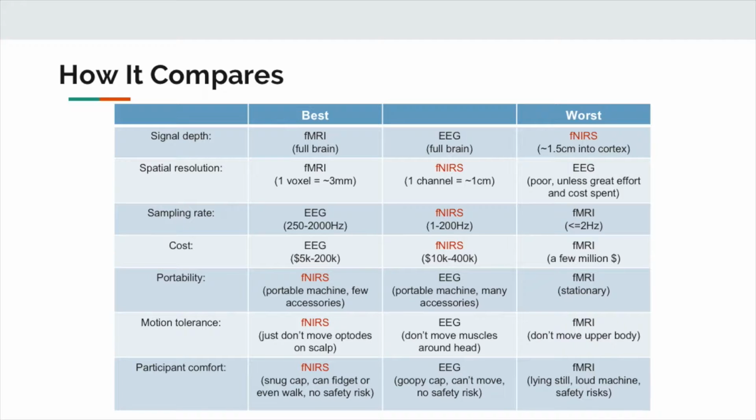Motion tolerance, fNIRS is really great about that. You can't have the optodes moving around on someone's head, but so long as they're secured really well, that someone can be moving their body any way they want. Whereas with EEG, you can't move muscles around the head because those give off much bigger electrical signals than the brain does. And with fMRI, you have to be laying stationary in the MRI scanner, or else you throw off the positioning that you've done with the equipment there.